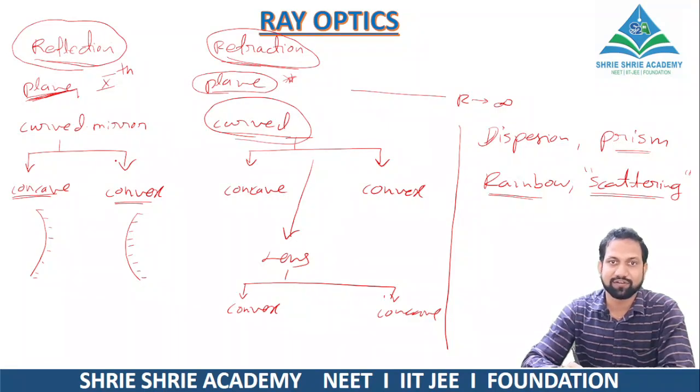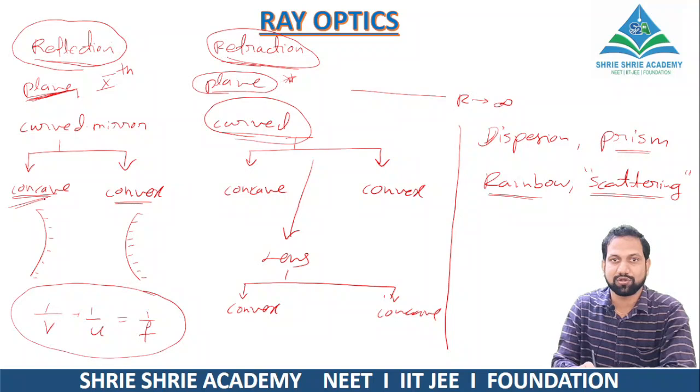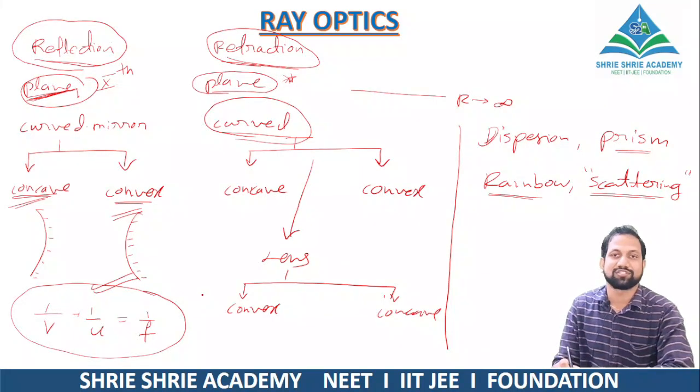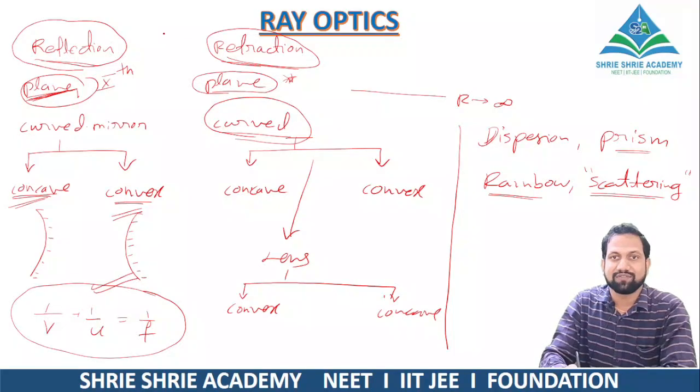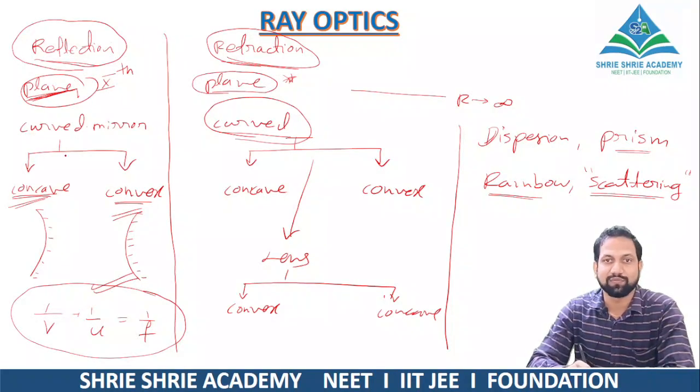Like the mirror formula will be there, that common formula I'll explain here itself. 1 by v plus 1 by u equals 1 by f. Okay, this formula is applicable for any mirror, whether you are using a concave mirror or convex mirror. This formula is applicable, and also it is applicable for plane mirror, because for plane mirror focal length is infinity. We'll discuss that. Okay, once the reflection at plane mirror and curved mirror is completed, we have to enter into the refraction.